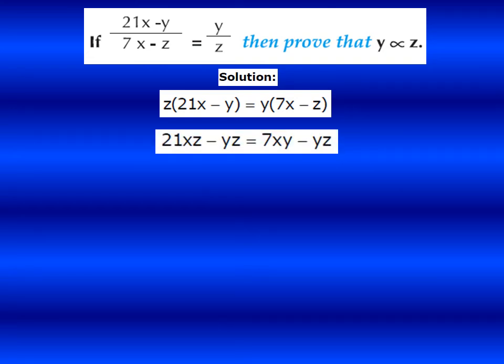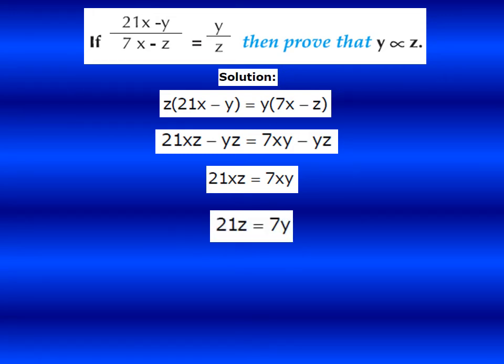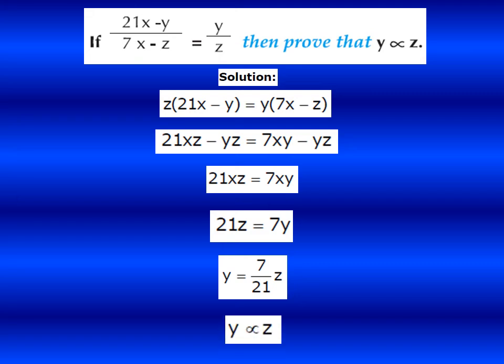Then 21xz minus yz equals 7xy minus yz. Cancel minus yz and minus yz on both sides. Then 21xz equals 7xy. We can cancel x with x. Then 21z equals 7y. Then y equals 7 over 21 z. Then y equals a constant multiplied by z. That means y varies directly with z.